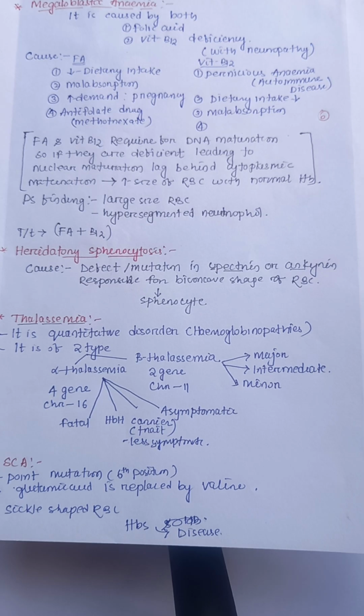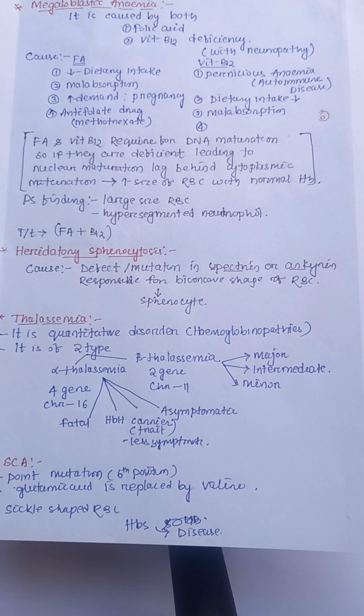And the next is thalassemia. Thalassemia is a quantitative hemoglobinopathy, whereas sickle cell anemia is a qualitative defect. In thalassemia the quantity of hemoglobin is defective. We categorize thalassemia into three categories: thalassemia major, intermediate, and minor. The major is the most fatal and dangerous, where repeated blood transfusion is required. Whereas in the intermediate, less blood transfusion is required, and in the case of minor, it is asymptomatic and does not cause any kind of disease.